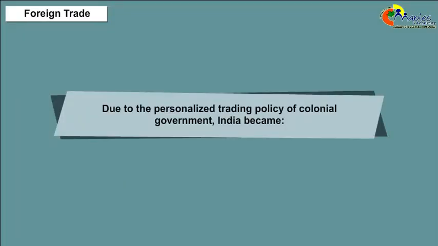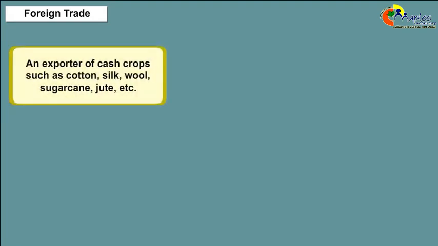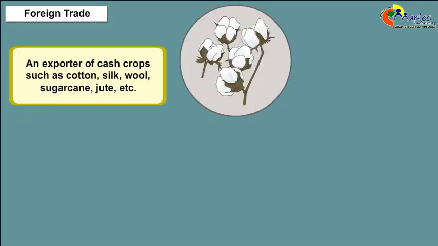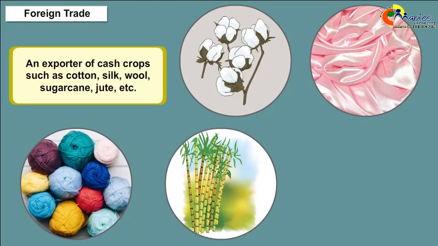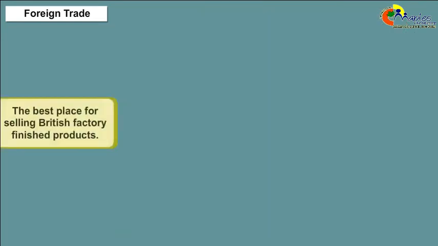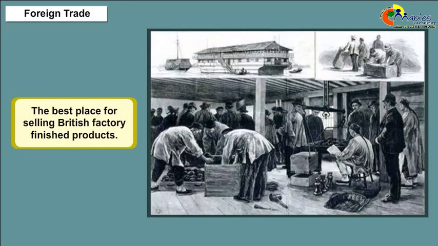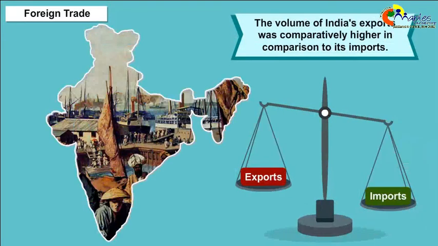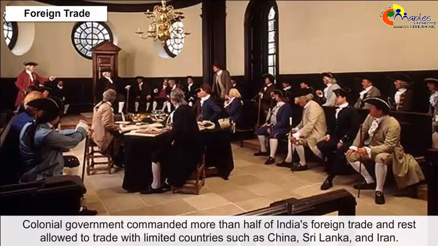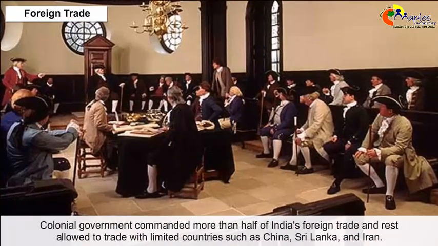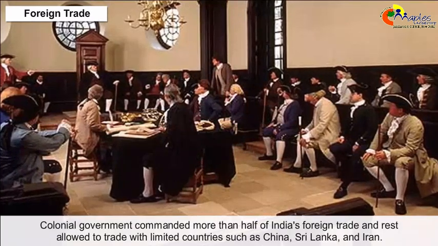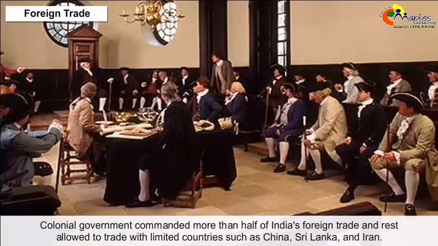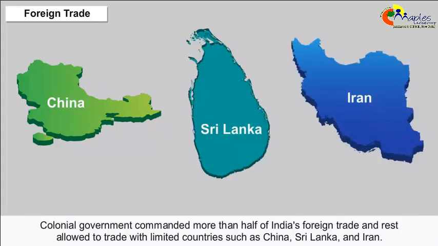Due to the personalized trading policy of the colonial government, India became an exporter of cash crops such as cotton, silk, wool, sugarcane, jute, etc. It was the best place for selling British factory finished products. The volume of India's exports was comparatively higher than its imports. The colonial government commanded more than half of India's foreign trade, and the rest was allowed with limited countries such as China, Sri Lanka and Iran.